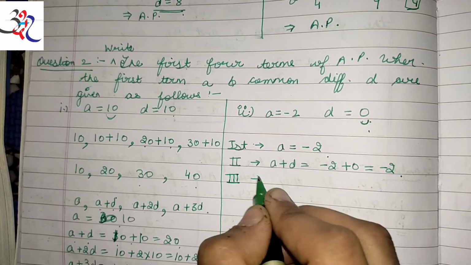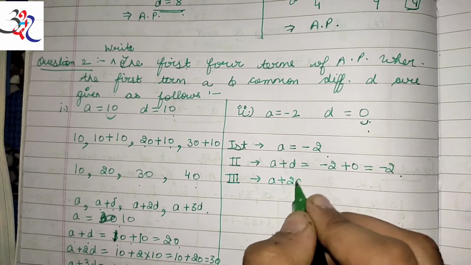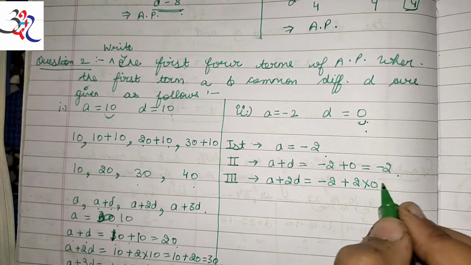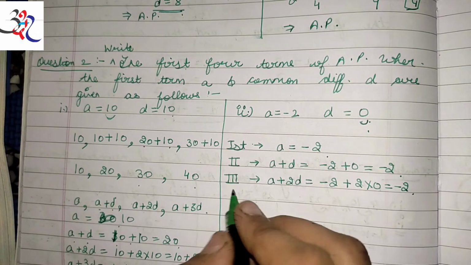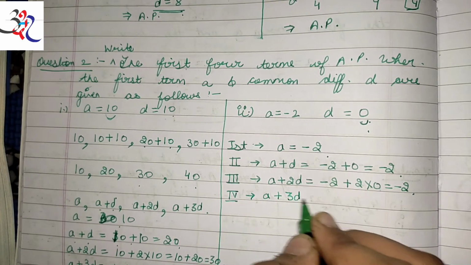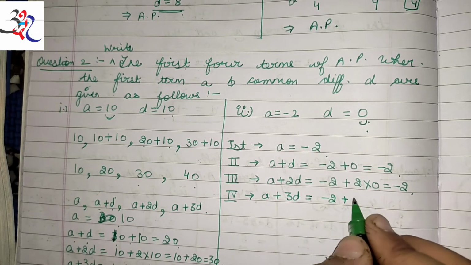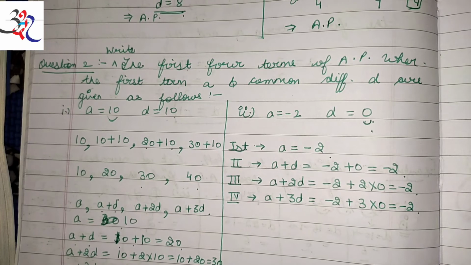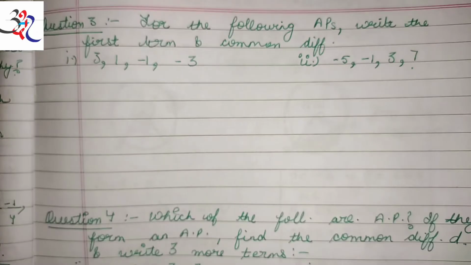Then moving to the third term: a plus 2d, which is equal to minus 2 plus 2 into 0, which will also be equal to minus 2. And the fourth term is a plus 3d, which is equal to minus 2 plus 3 into 0, which will also be equal to minus 2.